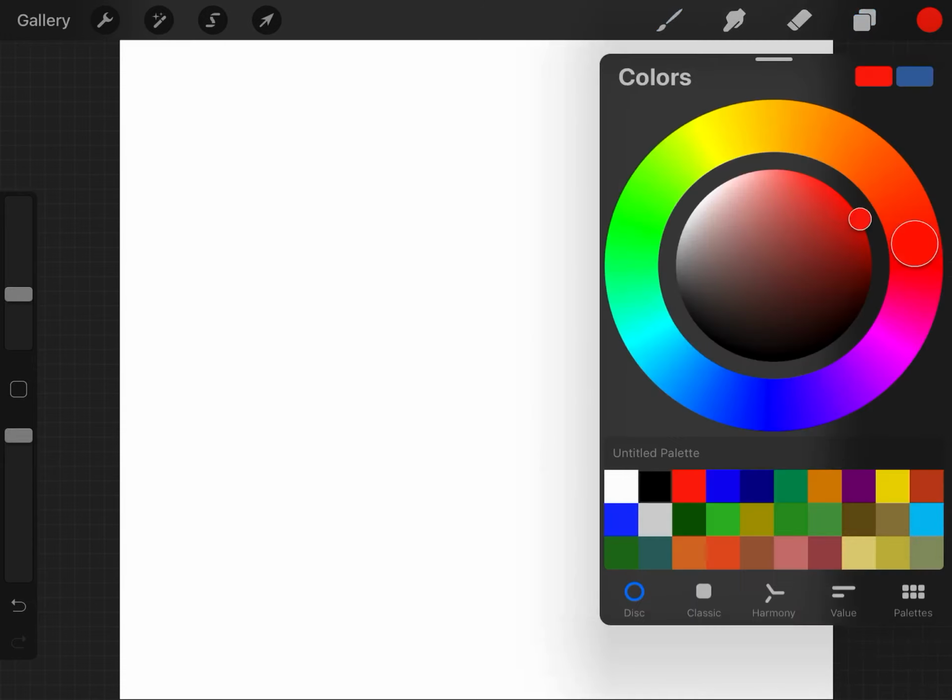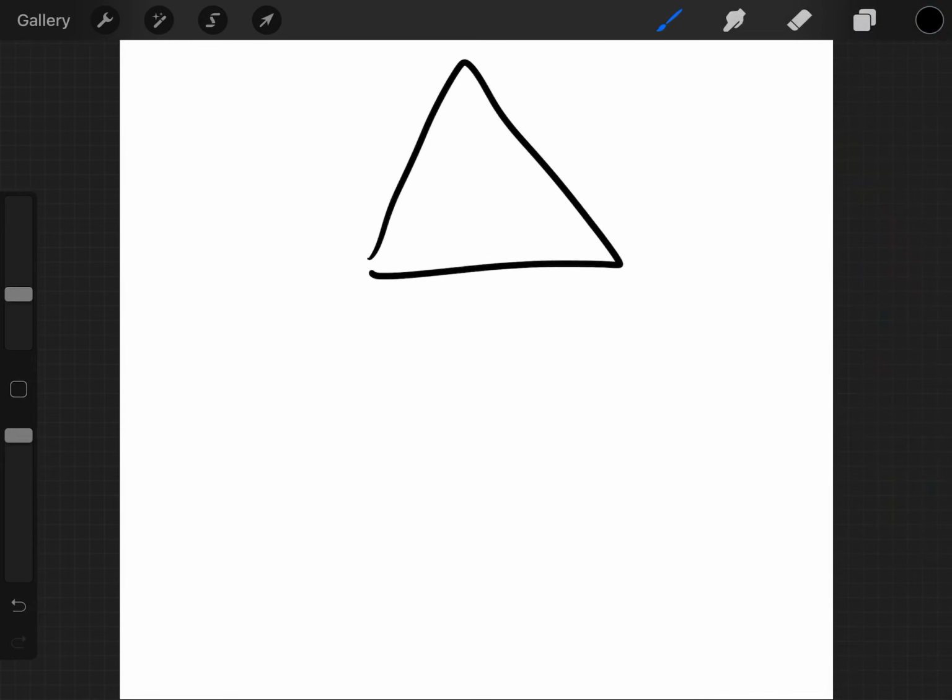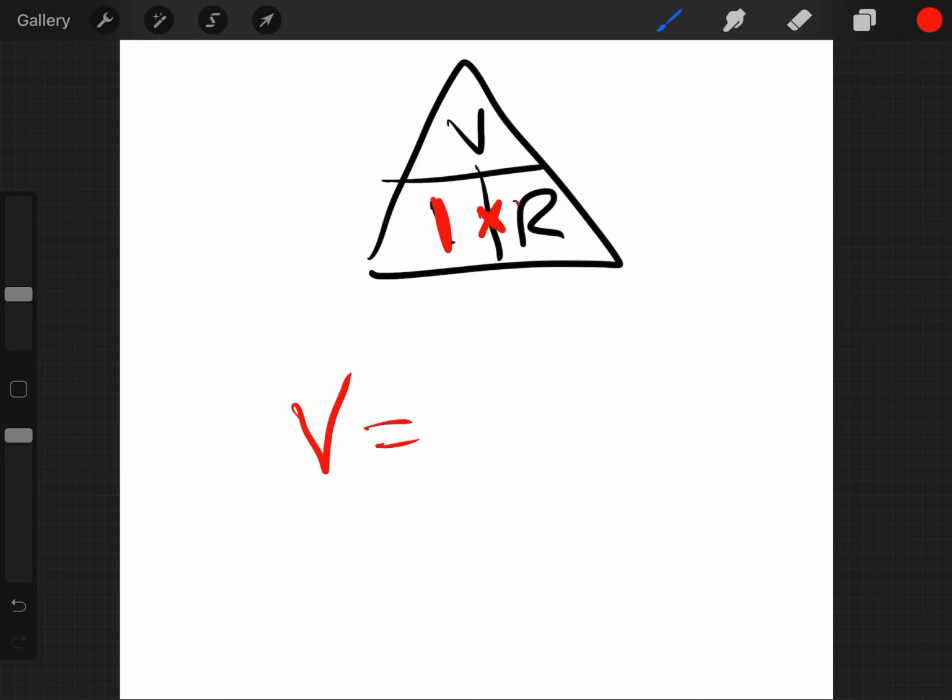If I wanted to find voltage, right? I want to find voltage. That means V is equal to I multiplied by R. So I times R.